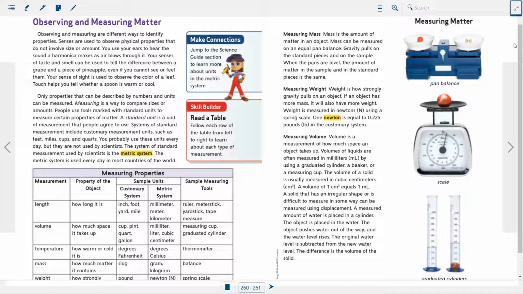A solid that has an irregular shape or is difficult to measure in some way can be measured using displacement. A measured amount of water is placed in a cylinder. The object is placed in the water. The object pushes water out of the way, and the water level rises. The original water level is subtracted from the new water level, and the difference is the volume. So what they mean by displacement here is basically what we did in that experiment.